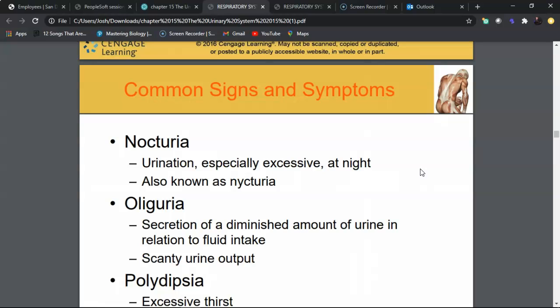Then we have another term, oliguria. Oligo is a prefix meaning scanty. In this case, it means scanty urine output. So it's less than normal, but it's not anuria, where you have little to none. This is usually between 100 milliliters and maybe 300 milliliters of urine production. So it's less than normal, but not completely void, not null of any urine production at all.